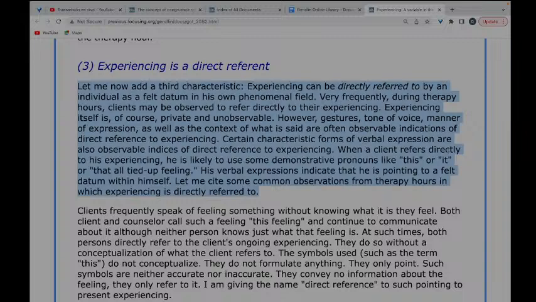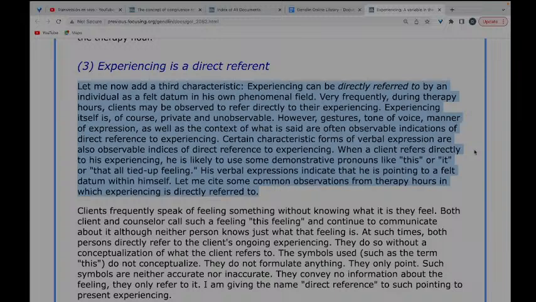When a client refers directly to his experiencing, he is likely to use some demonstrative pronouns like this or it or that all tied up feeling. His verbal expressions indicate that he is pointing to a felt datum within himself. Let me cite some common observations from therapy hours in which experiencing is directly referred to.